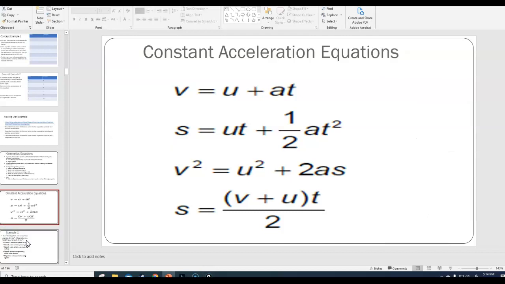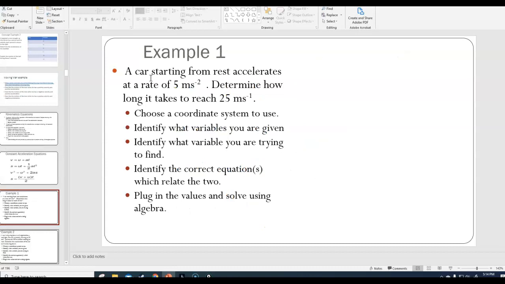Okay, example 1. Example 1 says, a car starting from rest accelerates at a rate of 5 meters per second squared. Determine how long it takes to reach 25 meters per second. As I'm reading through the problem, I'm looking for context clues, and I'm looking for numbers, and I'm looking for the units that go along with those numbers. When it tells me that a car is starting from rest, we've seen that context clue before. If an object starts off from rest, that means it begins the problem not moving. So that phrase starting from rest is a context clue that tells me that u, the initial velocity of the car, is 0 meters per second.